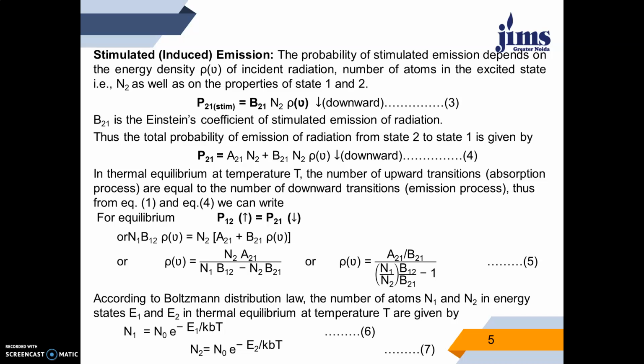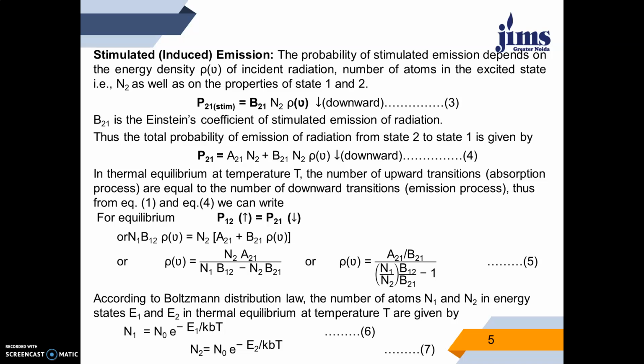Again, this transition is also a downward transition, which is represented by equation number 3, and the proportionality constant B21 is called the Einstein coefficient of stimulated emission of radiation. Therefore, the total probability of emission of radiation from state 2 to state 1 is given by P21.